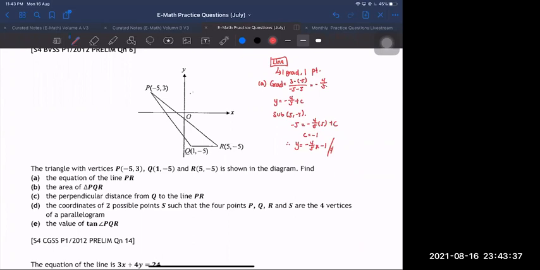Now for the area of triangle PQR, this is an obtuse triangle. So remember, whenever you are finding the area of this kind of triangle, it is this height multiplied by this length. This is pretty simple. This is 4, and this whole height here is 8. So the answer is just half times 4 times 8, which is 16.